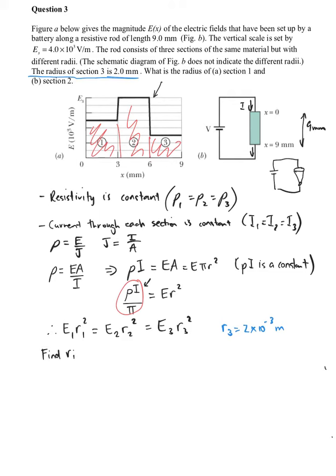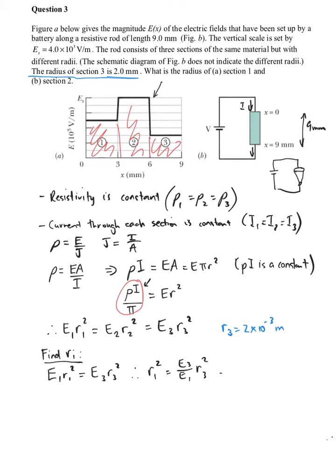We can just relate E1 R1 squared equals E3 R3 squared. So therefore, R1 squared equals E3 over E1 times R3 squared. So we have all of that information. We know the ratio from our graph. We know what the ratio of E3 to E1 is. We can work that out.